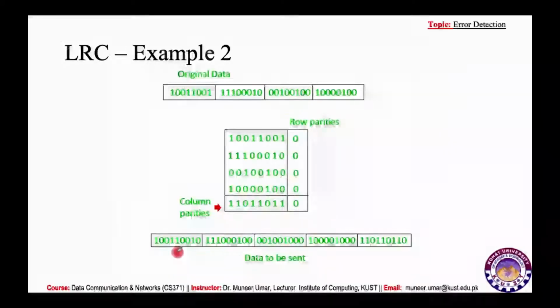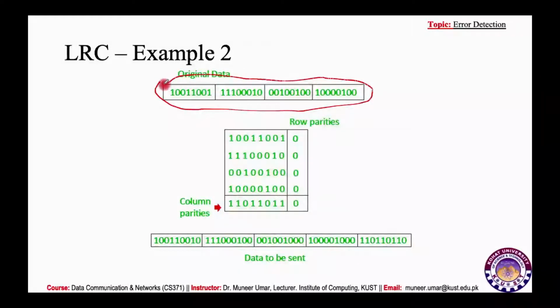So let me show you this example. This data is supposed to be sent by the sender. There are 4 bytes. For each column in these 4 bytes, or we can say for each bit position in these bytes, we calculate a parity.